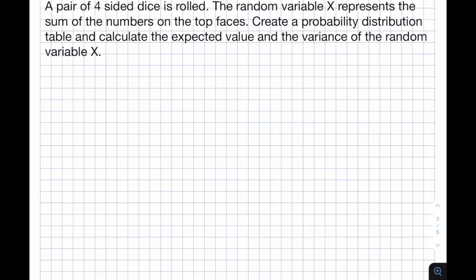So to calculate the expected value, we need a probability distribution, and for that, we need to know the sample set. So to do that, I'm going to find all of the possible combinations of these four-sided dice. For the first dice, I'm going to do the first digit, and that can be 1, 2, 3, or 4. And I'm going to make 4 rows.